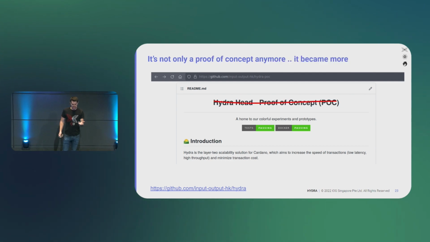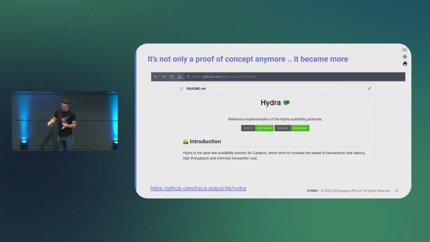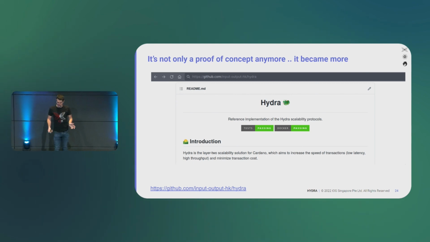And now a tiny announcement to make. It has become more than a proof of concept. Now we can say it's really just a starting point. The first thing is there. Since two days or so, you will find us on GitHub without the POC suffix. And that's a good step for us.